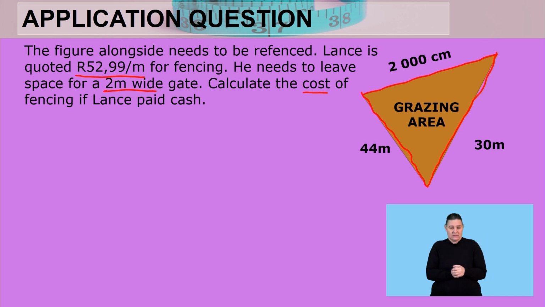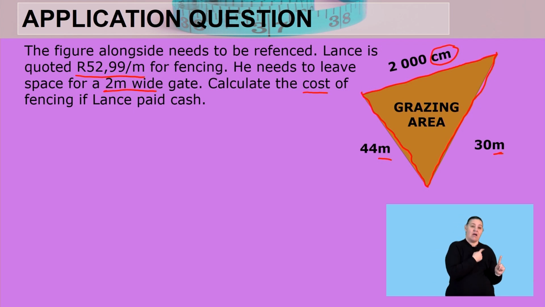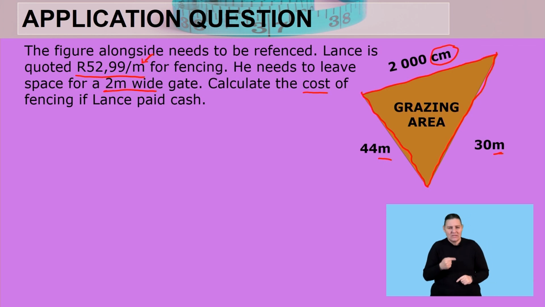What I'm going to do now is check that all the units of measurement are the same. I've spotted here that one is in centimeters and these are in meters. But what will guide us here? The question. The question says Lance is quoted 52.99 Rand per meter. So the price is per meter, and all units of measurement have to be in meters. That's the first thing I've got to do. In this case, there's just the 2,000 centimeters that we need to convert.